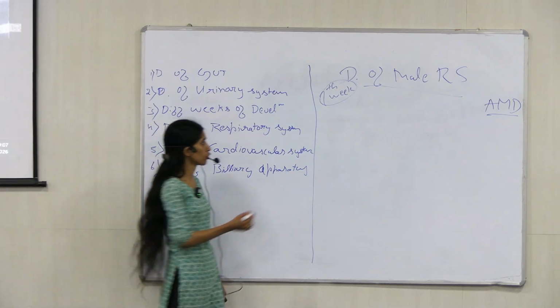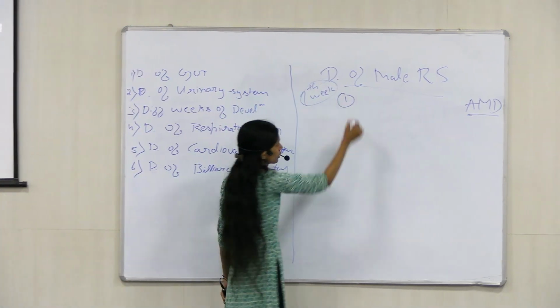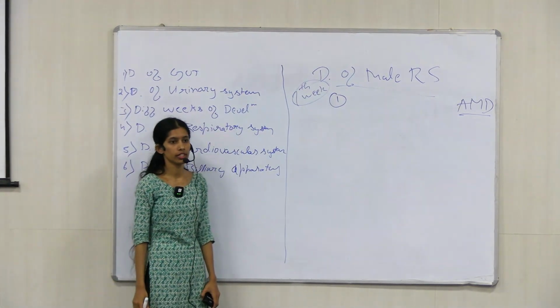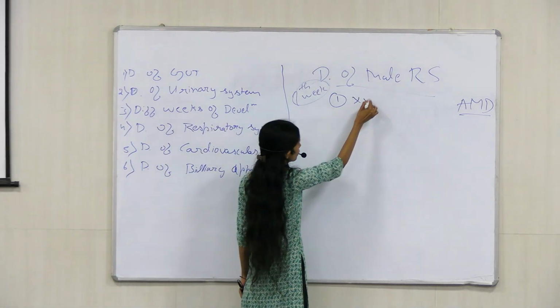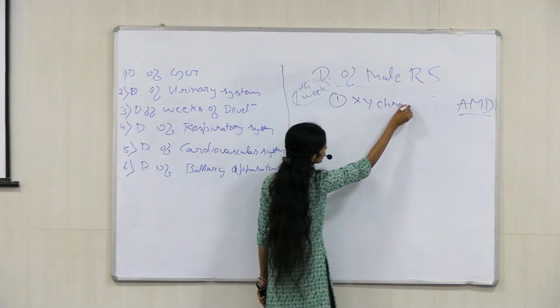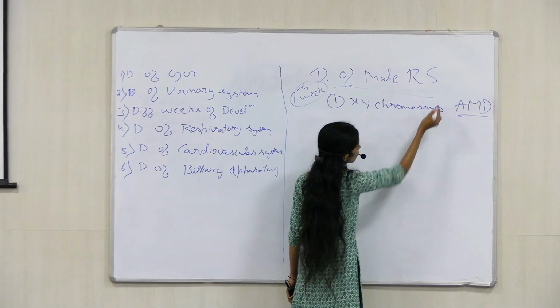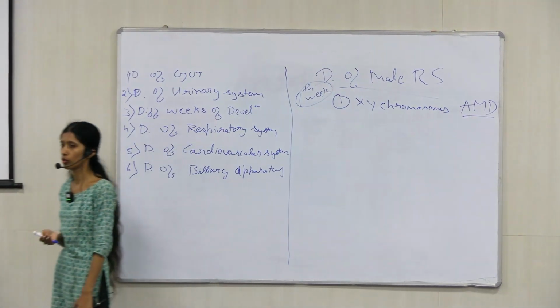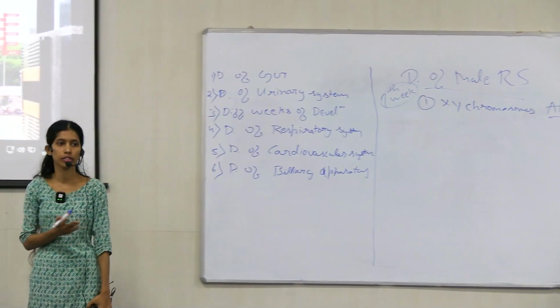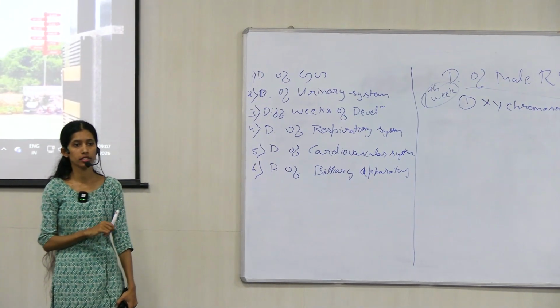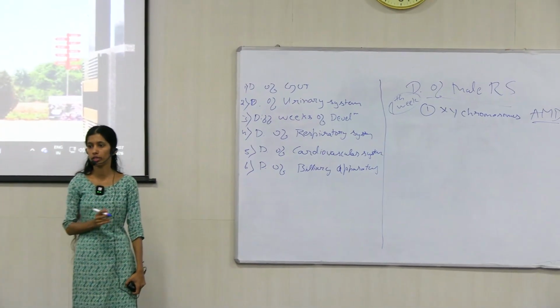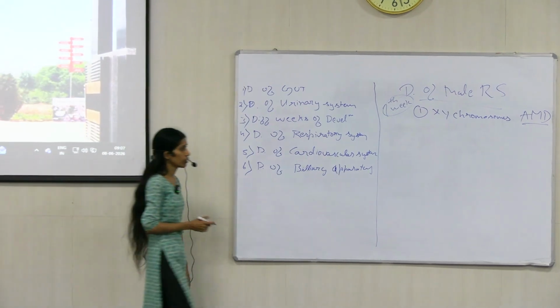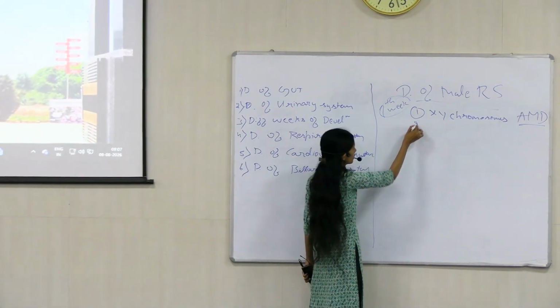The first and foremost factor that is important to identify the gender is your XY chromosome. We all know if the developing embryo gets an X chromosome, it will develop into a female baby. If it gets a Y chromosome, it will develop into a male baby. What about the second important factor?